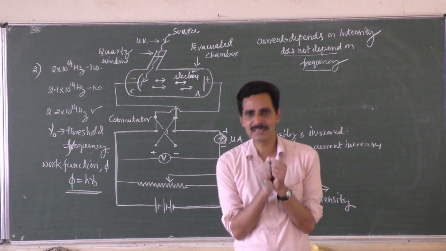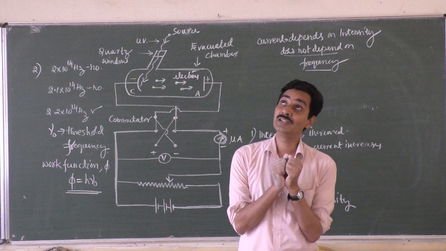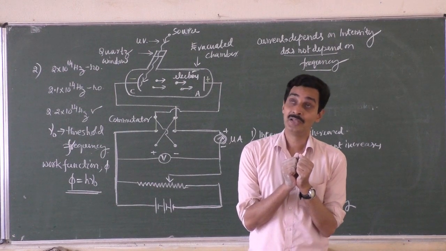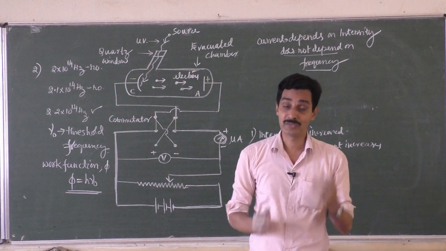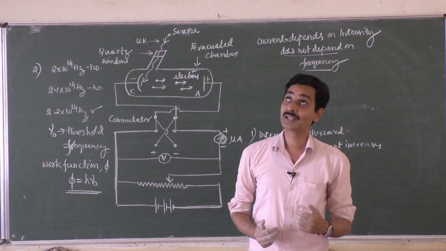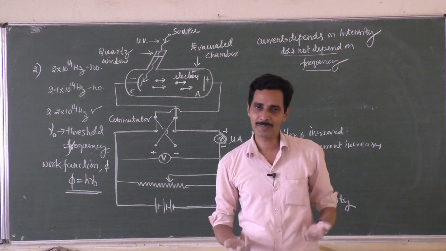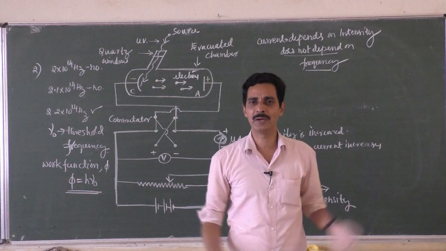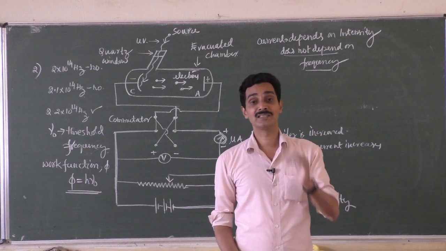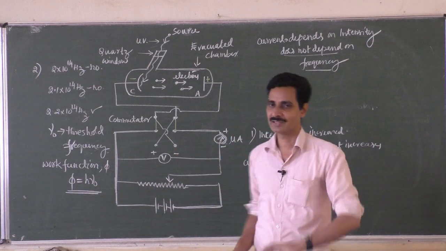Electrons are simply sitting inside the material. They are waiting for somebody to supply energy, whether the energy comes in the form of heat, light or so. They expect that the energy comes in the form of light. Photons come and supply energy to them and they can jump and come out. But how much energy they need to come out, that is called work function, that is constant.